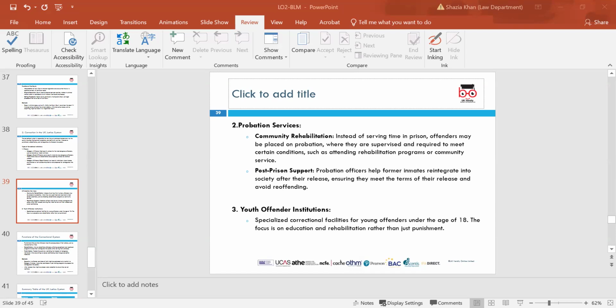Their priority is to protect the public by effective rehabilitation of high-risk offenders, by tackling the causes of offending and enabling offenders to turn their lives around. The National Probation Service was set up in 2014, along with 21 community rehabilitation companies. You've got post-prison support. Probation officers help former inmates reintegrate into society after their release, ensuring they meet the terms of their release and avoiding reoffending.